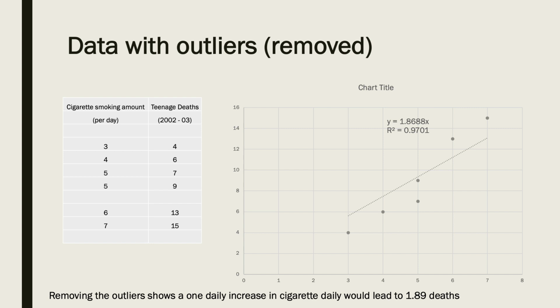Now, the significance of this is that instead of one increase in cigarette daily leading to 1.24 deaths, now we're talking about one increase in cigarette daily leading to 1.89 deaths. You might not think of that as very significant, but if we're talking about millions of people, that's a really huge difference. And I think that's what the students need to be aware of: just deciding what data to use and what data to take off can actually affect how a graph looks, and also the result that is going to be shown from the graph.